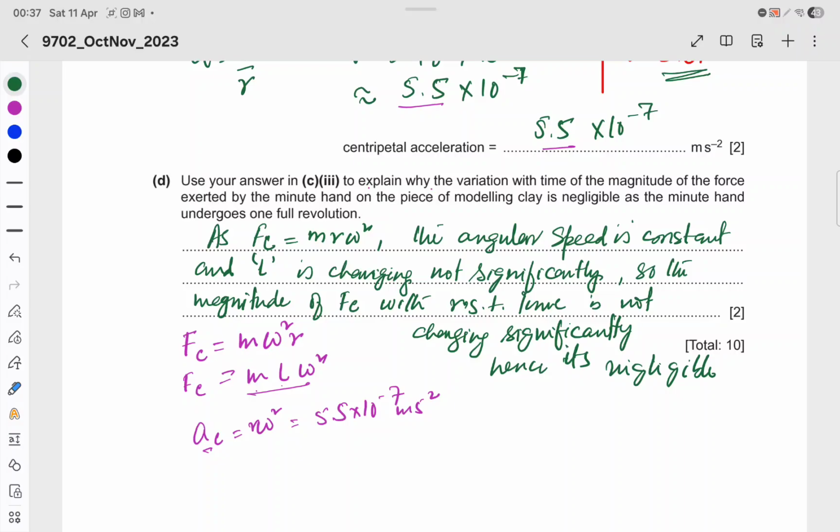I'm telling you this because this part especially is the core of question number 1. So the examiner will decide whether you have a good concept for circular motion. So this is the decisive part. Okay, so what we are saying, that the angular speed is constant and the L, which is the radius, is changing but not significantly, right? So the magnitude of the force with respect to time is also not changing significantly, hence it's negligible.